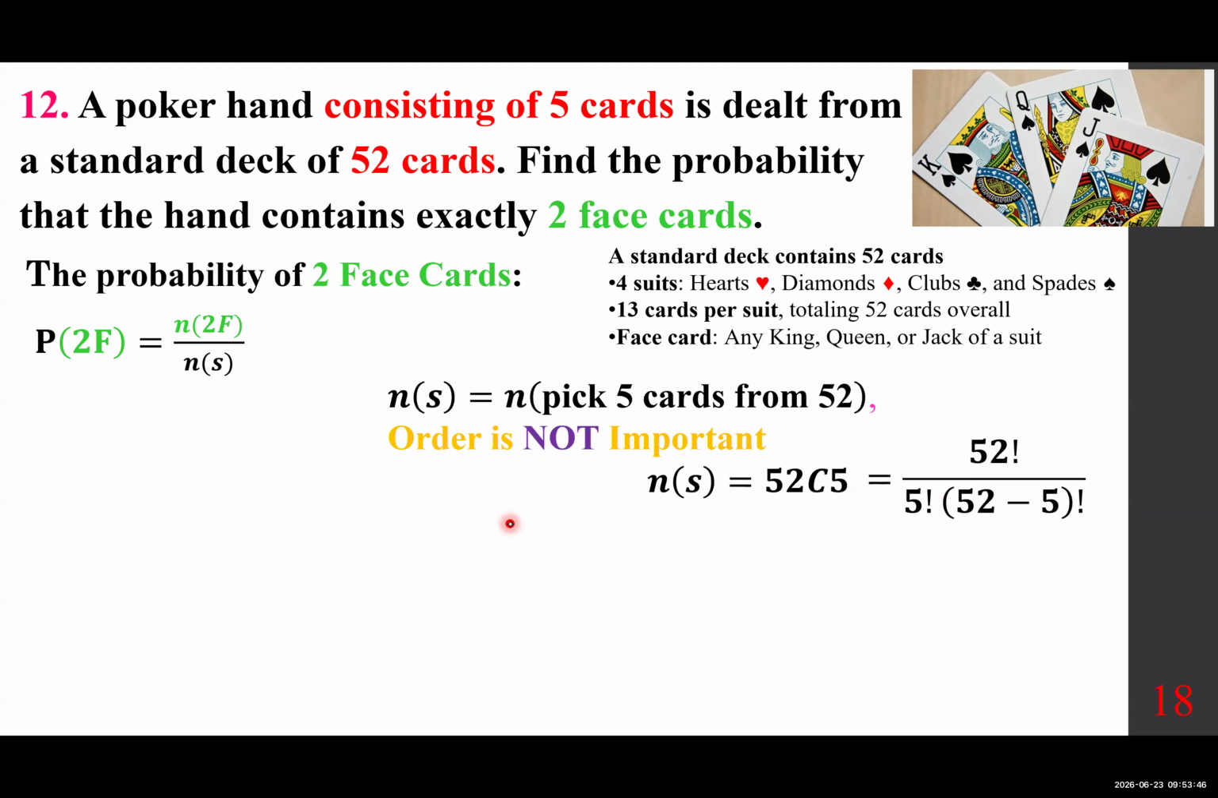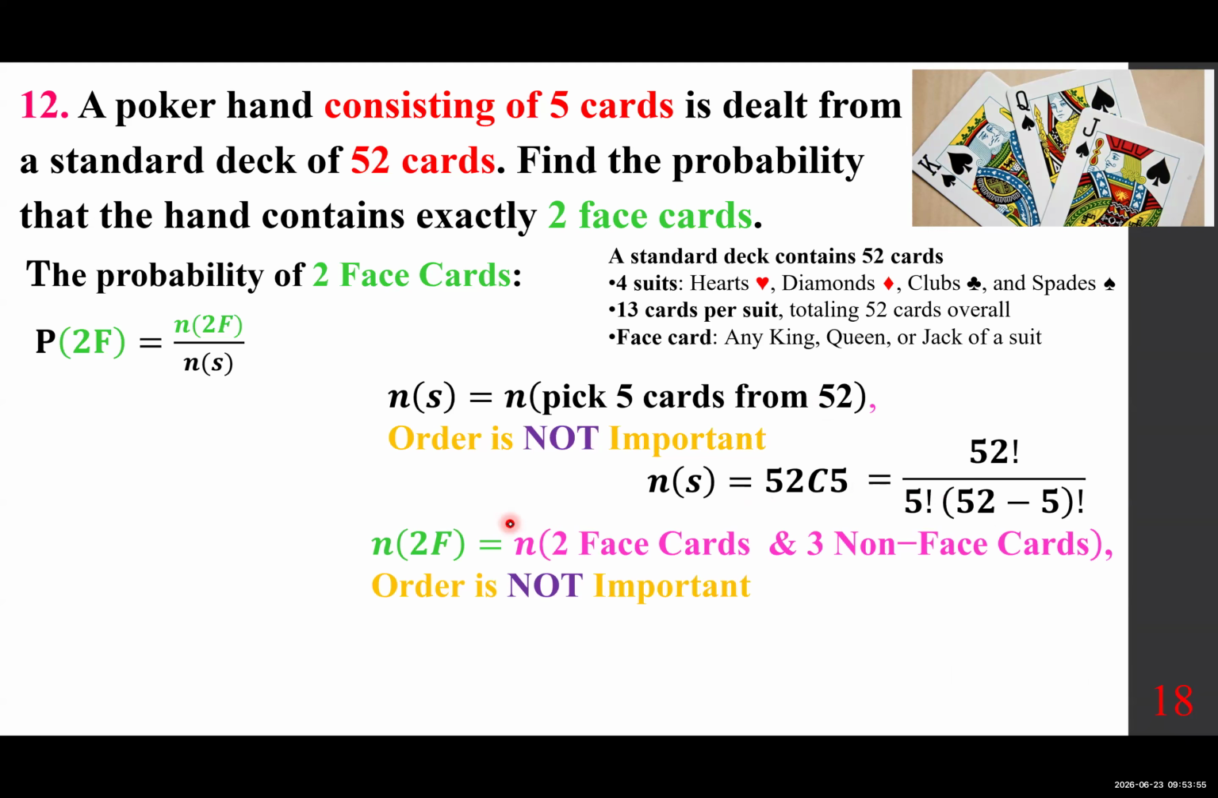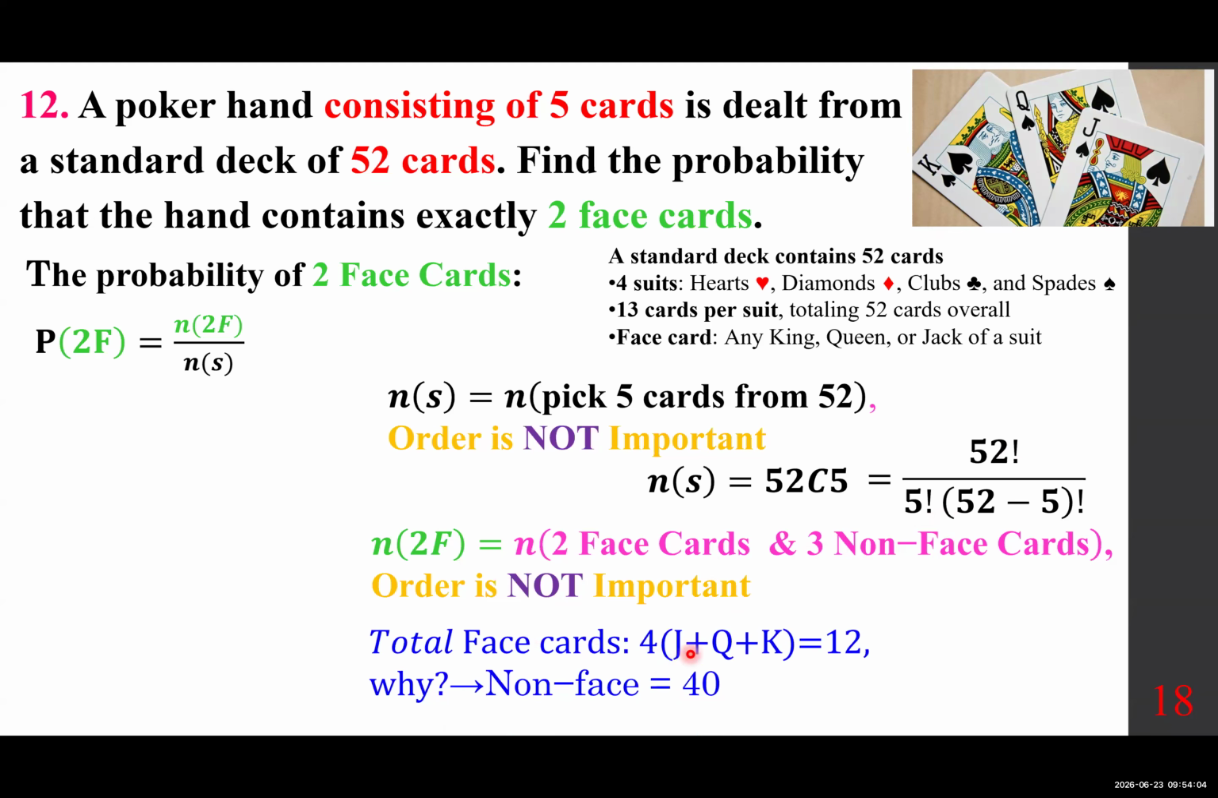Now, what about the numerator? What is N of 2 face cards? First, understanding what a face card is, it was explained. Then N of 2 face cards and 3 non-face cards, because the total is 5. Order is not important. As far as the face cards, we have J for jack, Q for queen, K for king, and we have 4 suits, 4 times 3. There are 12 of them. The rest of them, 52 minus 12, that means 40 must be non-face.